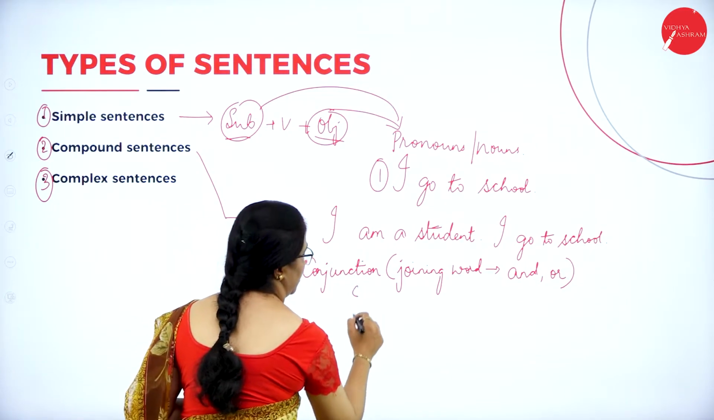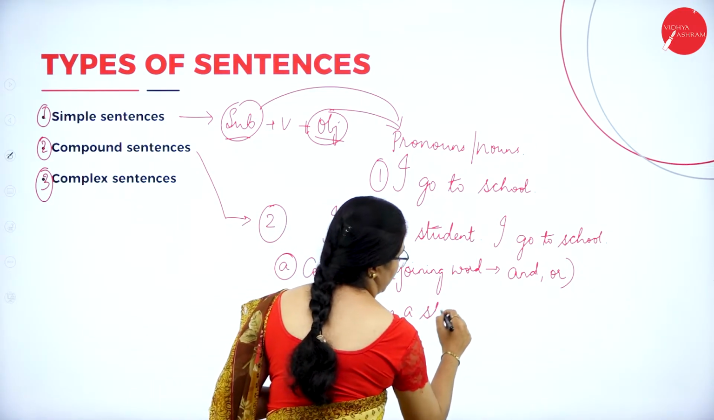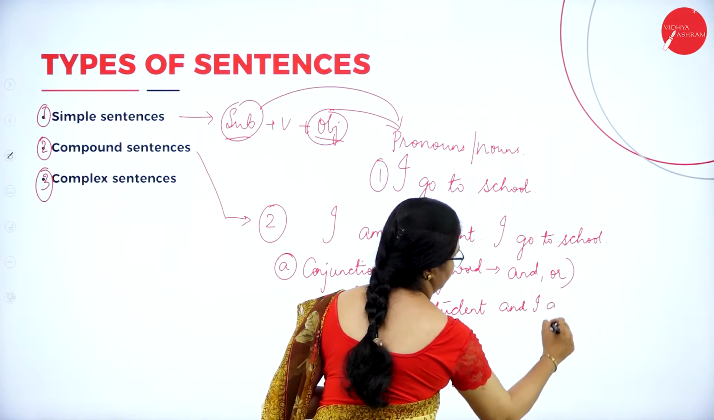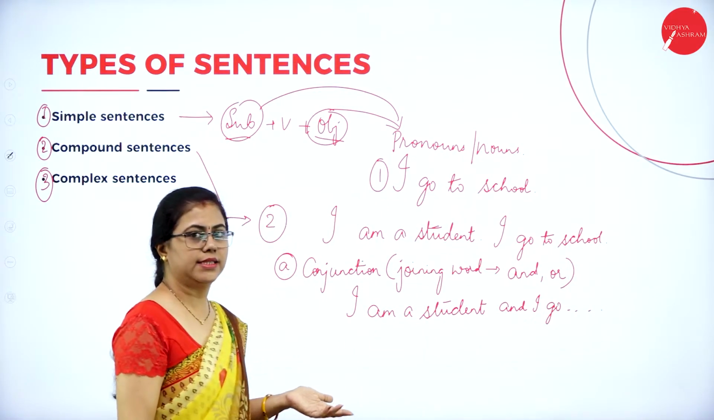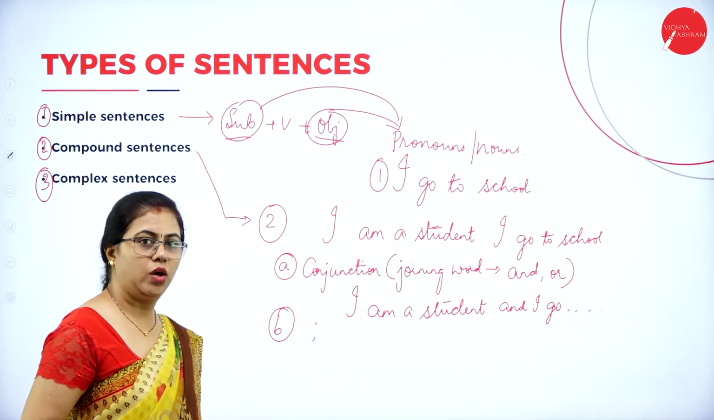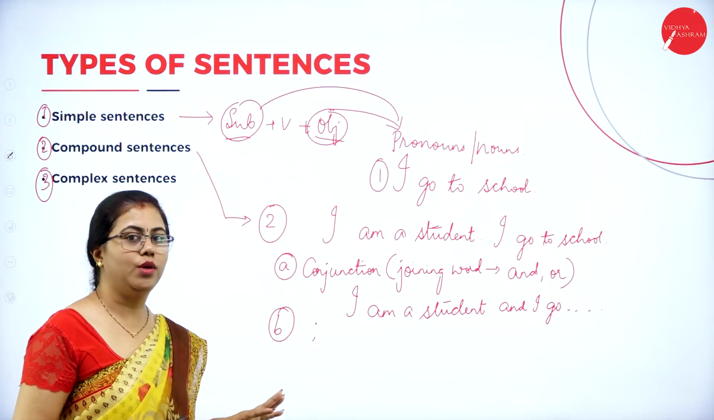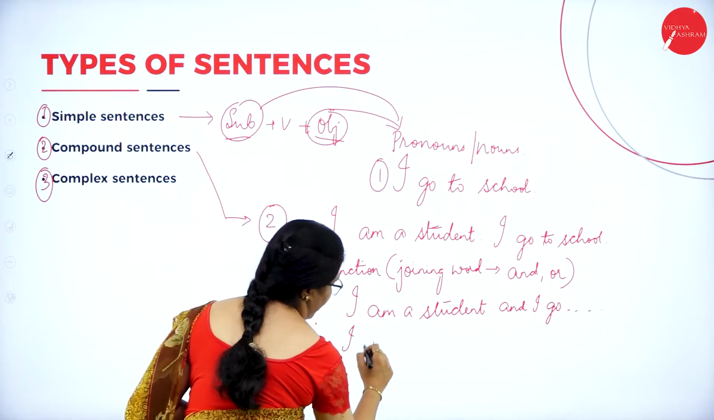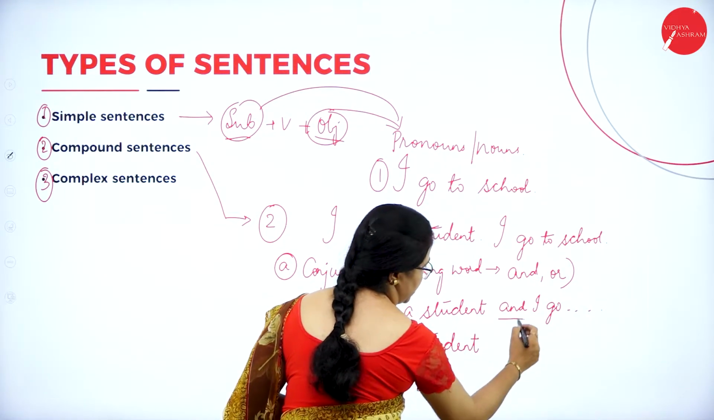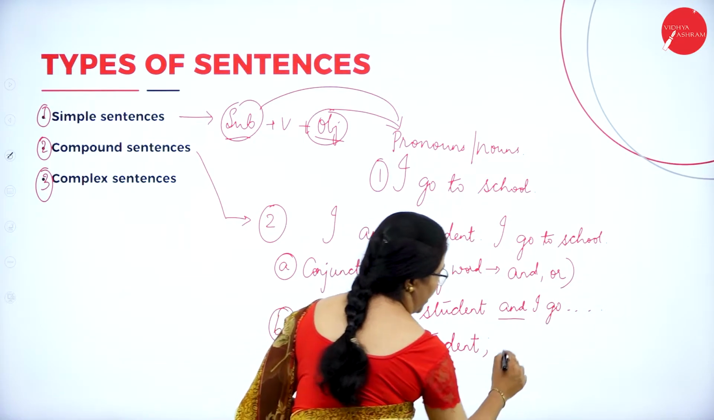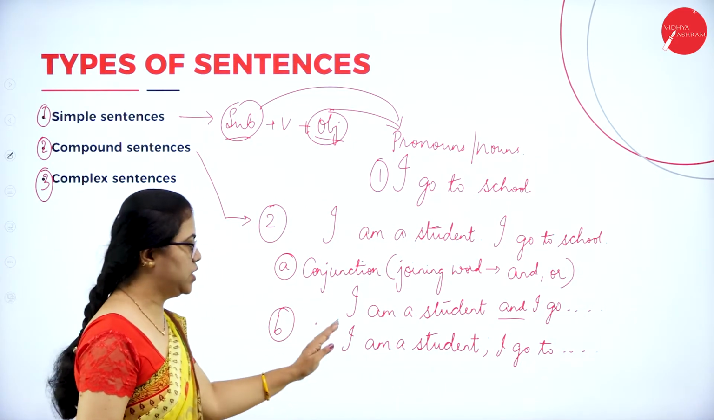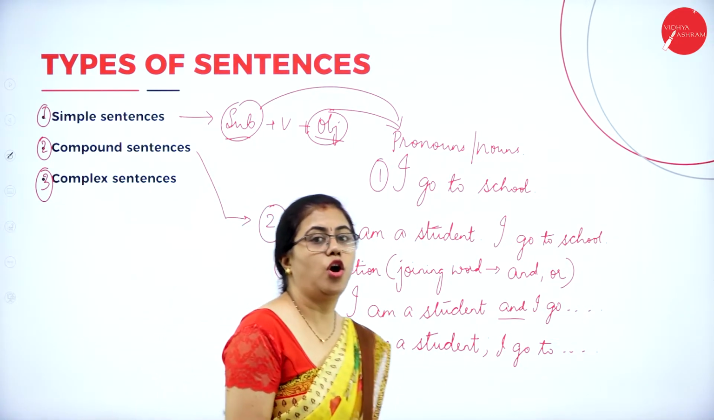So I can combine these 2 sentences by adding a conjunction. How do I do it? I am a student and I go to school. You combine it like this. The second way of combining is by adding a semicolon. You just have to put a semicolon between the 2 sentences. So I can say, I am a student; I go to school. Instead of the conjunction, you just put a semicolon. This way also you can make a compound sentence.